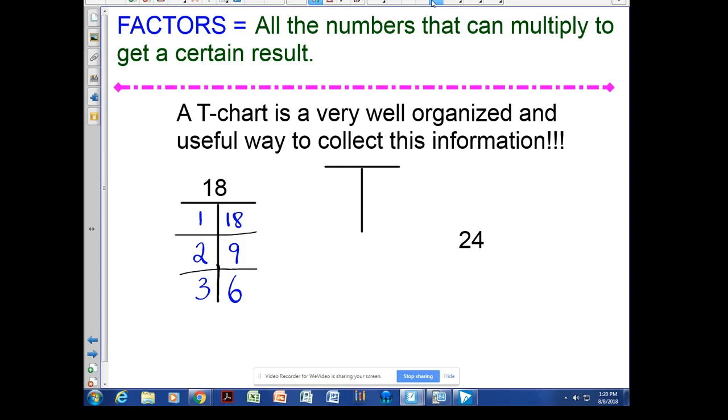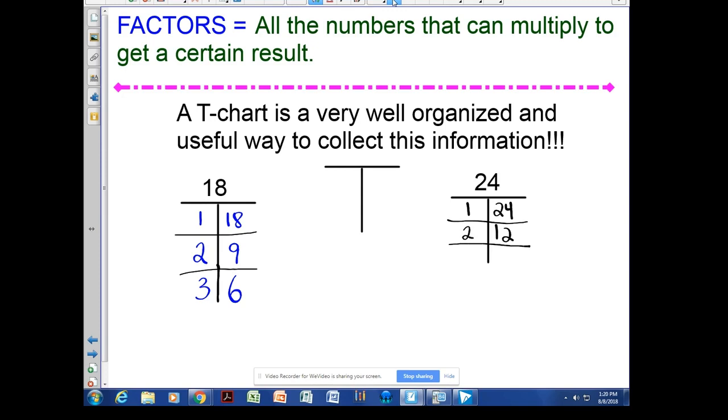Go ahead and pause your screen and see if you can do the same for the number 24. Okay, let's see how you did. I'm going to take the number 24. I'm going to put a T-chart right there. I'm going to start with that same number, 1 times 24. 24 happens to be even, so 2 would be a factor. 24 divided by 2 is 12.